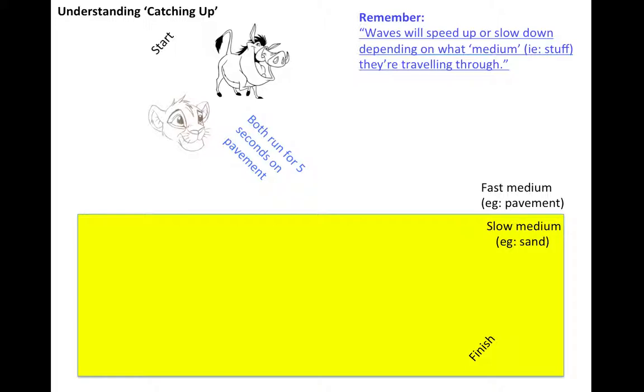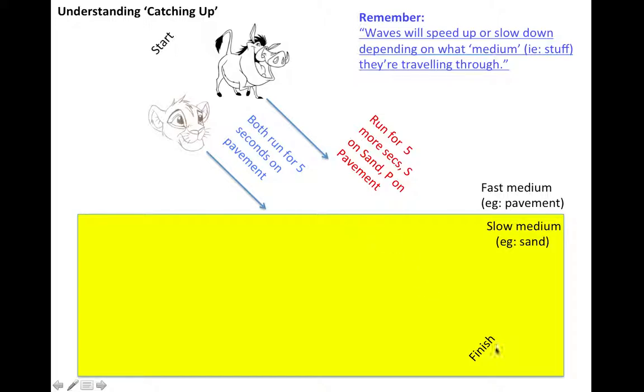So who's going to be further ahead? Who's going to be closer to the finish line? Well, we've already established that they both run at the same speed. So we know that they should have run the same distance after 5 seconds. Yep, that's what's happened. But then they both run for another 5 seconds. This time Simba's on the sand. We can see he's already reached the sand. And Pumbaa, P, is on the pavement. What's going to happen?